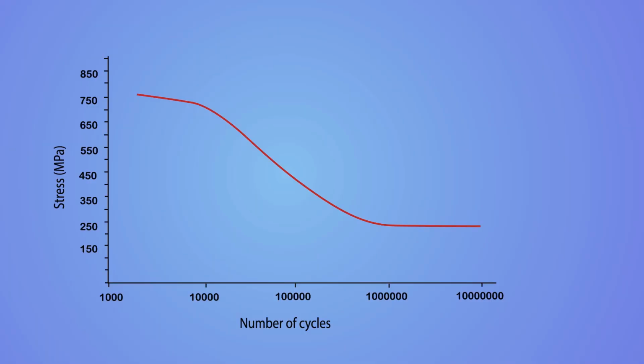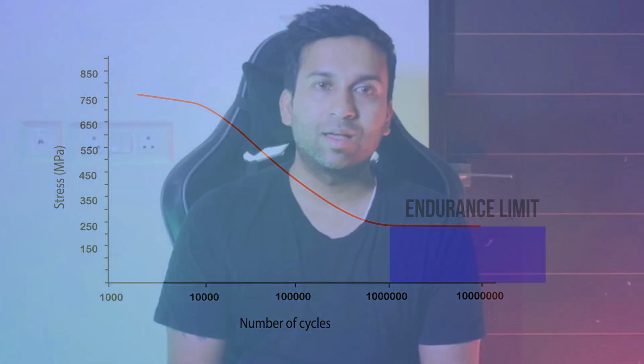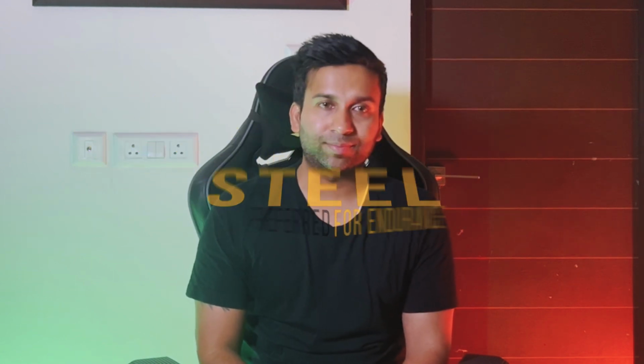An important point on the S-N curve is the endurance limit. This is the stress level below which the material can theoretically endure an infinite number of stress cycles without failing. Not all materials have a well-defined endurance limit, but for those that do, like steel alloys, knowing this value is critical for design. This is another reason that steel is a preferred material for construction.